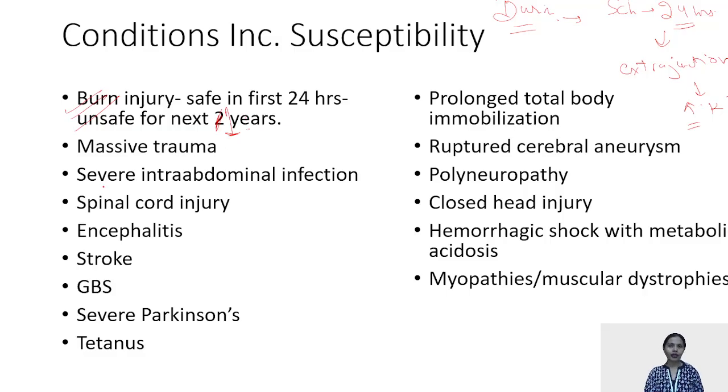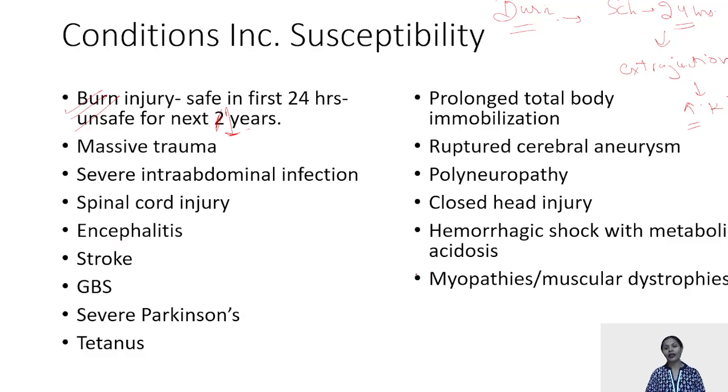Massive trauma, again hyperkalemia. Intra-abdominal infection can also make the patient more susceptible to hyperkalemia. Your stroke, encephalitis, spinal cord injury, tetanus, polyneuropathy, hemorrhagic shock with metabolic acidosis, and myopathies and muscular dystrophies.